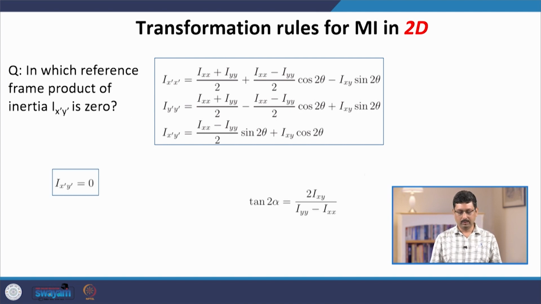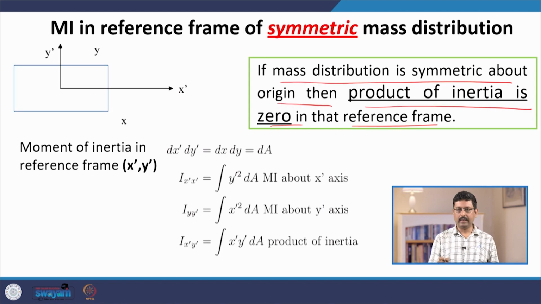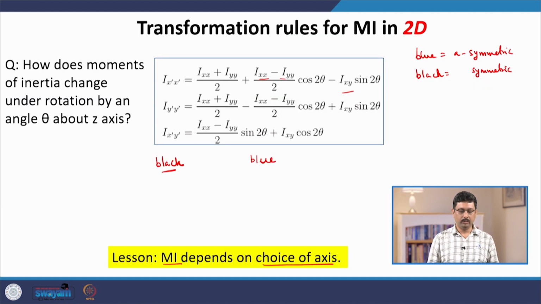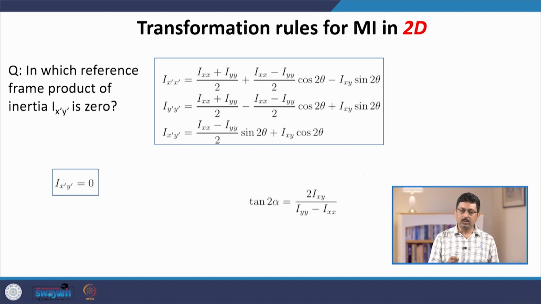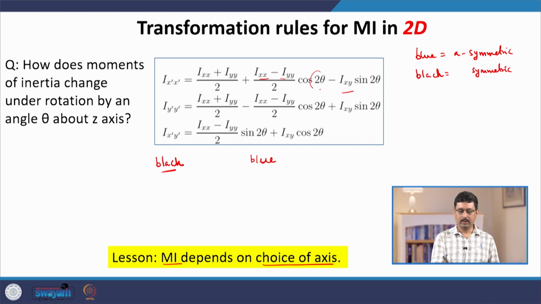So now we are going to use that particular idea, that if in the black axis the mass distribution is symmetric, then the product of inertia must be 0. So, you can use this condition to calculate the value of theta. Note that the right hand side depends on the components in the blue axis, as well as the angle of rotation theta.